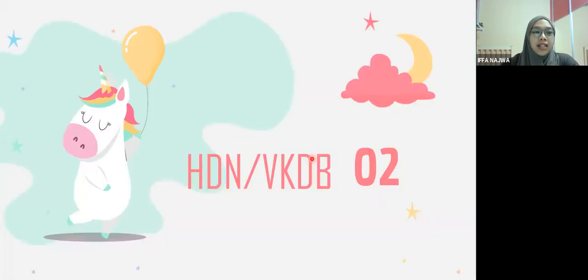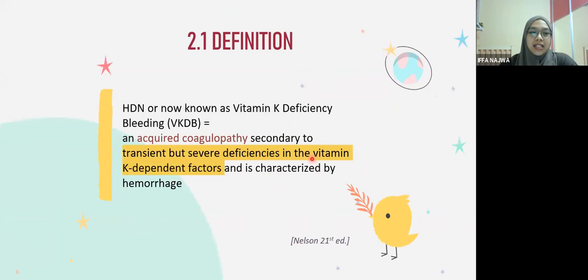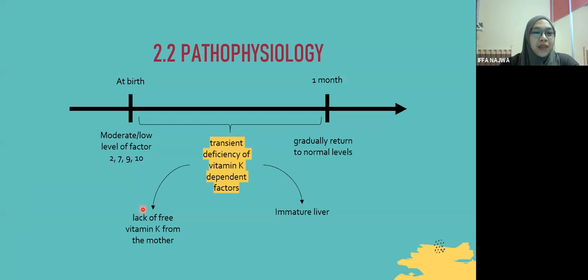Okay, now let's go deeper into the VKDB itself. So I am sure that you have grasped the gist of VKDB. And now, for the sake of knowing the definition, based on Nelson 21st edition, it is an acquired coagulopathy secondary to transient but severe deficiencies in the vitamin K dependent factors and is characterized by hemorrhage. Very simple definition. So what is the pathophysiology?